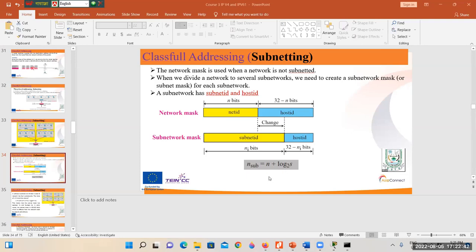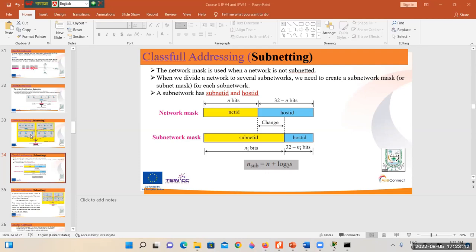In which n is the length of the net ID, and n_sub is the length of the subnet ID, from which we get the subnetwork mask. And s is the number of subnets, which must be a power of 2.